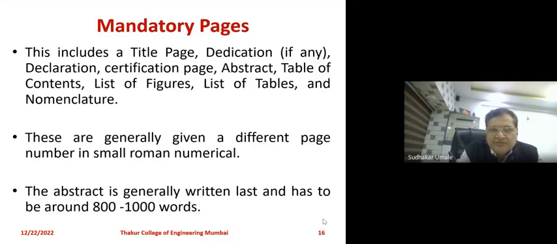These are generally given a different page number in small Roman numerals. So putting the numbers is very important. Generally, we prefer Roman numbers. After introduction, we have to use actual numbers 1, 2, 3, 4. Next is the abstract. How to write the abstract? The abstract is generally written last, after the completion of the project, and has to be around 800 to 1000 words.